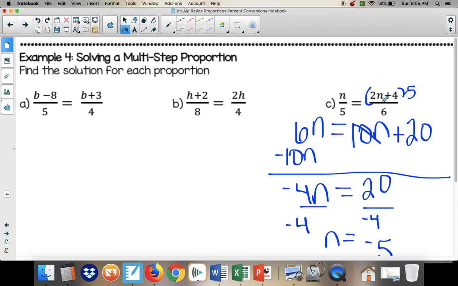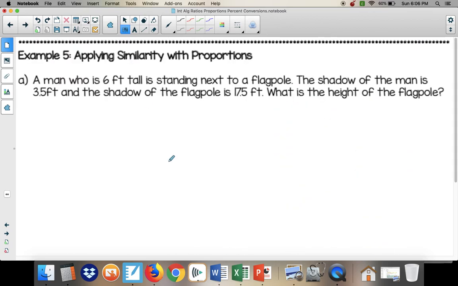All right, let's go back up here and check. So this, negative 5 over 5 is negative 1. All right, this one, 2 times negative 5 is negative 10, and negative 10 plus 4 is negative 6. And when I divide that by negative 6, I also get negative 1. So there we go. All right, I think we are almost done.